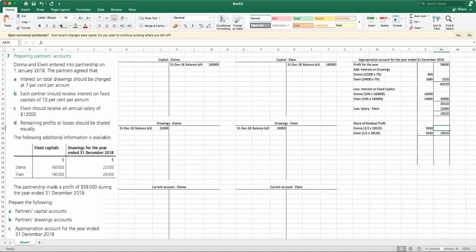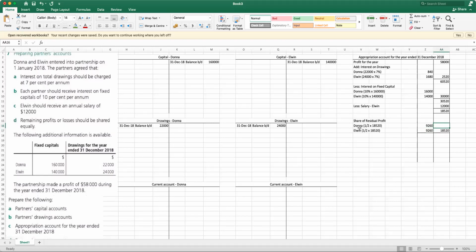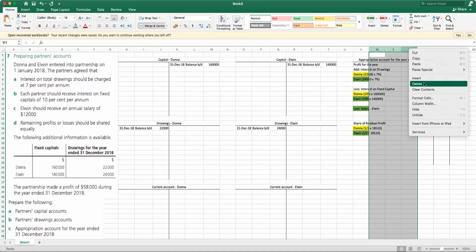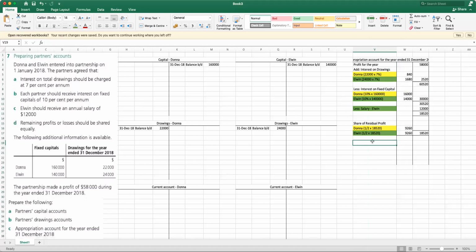Okay, the next one that we need to do is go into their current account. As you can see, what goes into Donna's current account is highlighted in yellow, Donna, Donna, and Donna. Whatever goes into Alvin's account will be highlighted in green. These are all the amounts that will go into the account. So Donna will be yellow in color, Alvin will be green in color.